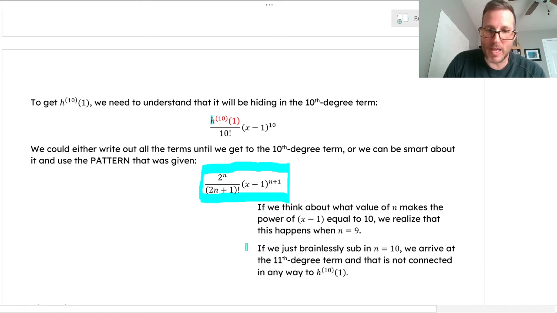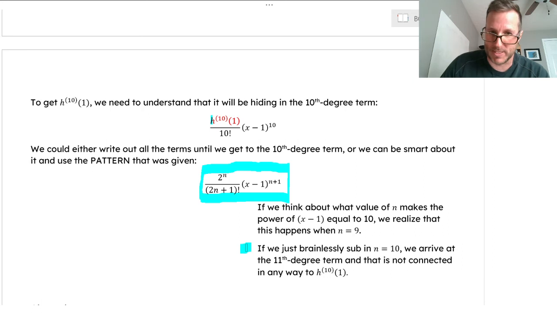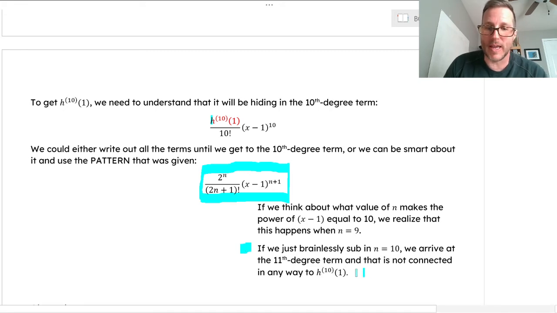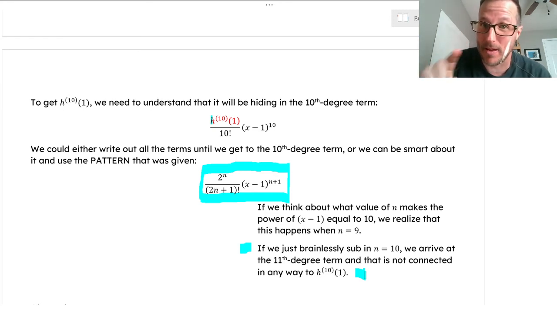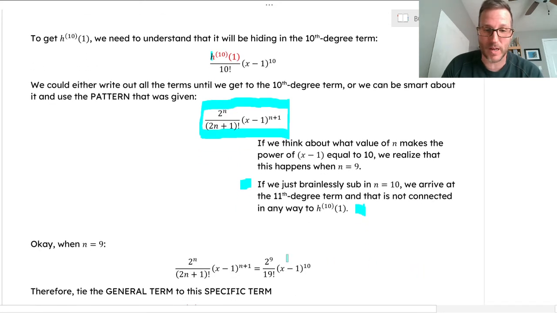And I want to be careful about just brainlessly subbing in n equals 10. I don't want n equals 10. I want the power of x minus 1 to be 10. There's a big difference. It is based on that pattern. It's n plus 1, so n had to be 9. Guard against it. It's a bogus thinking alert to just flat out plug in 10 to this problem. We don't want to do that. We want to look for x minus 1 to the 10th. And that means we need n equals 9. So that's what it's going to look like.